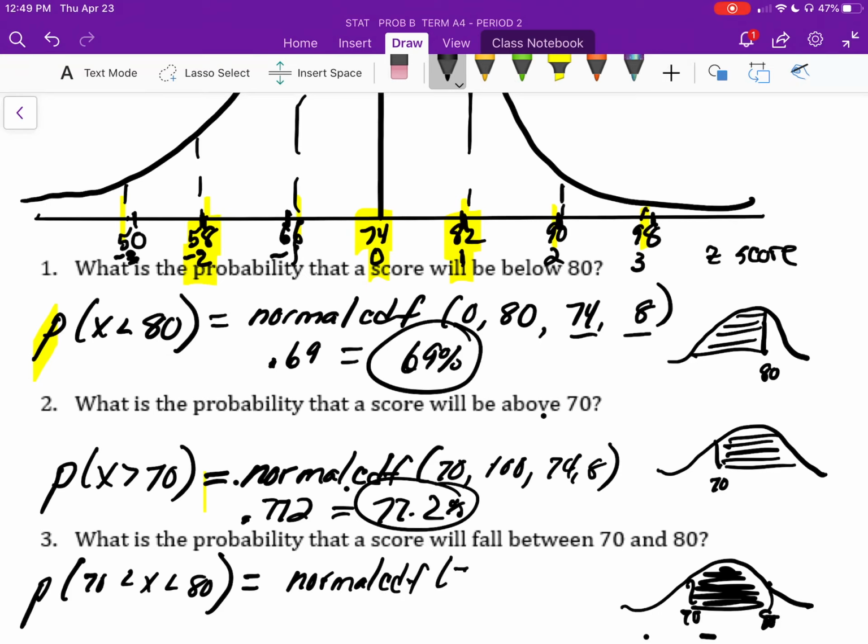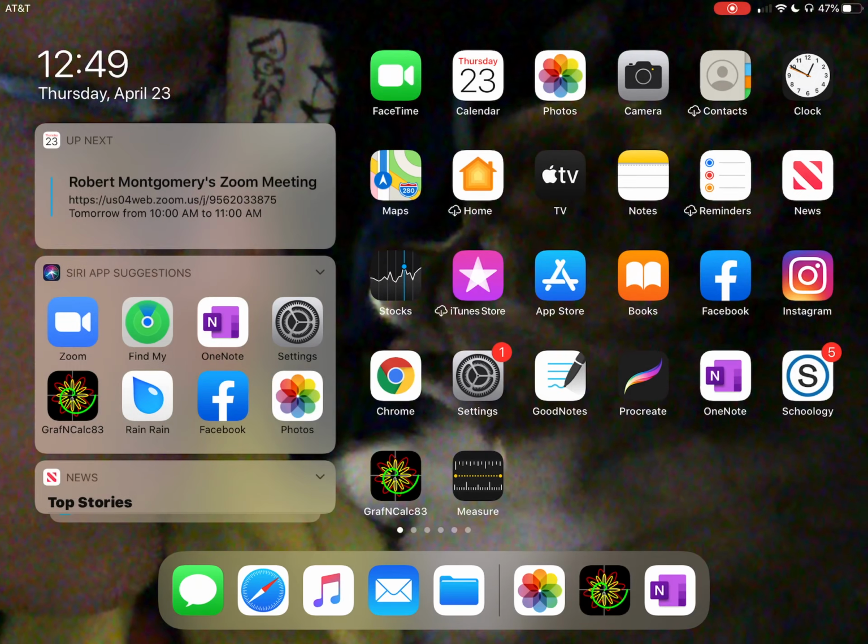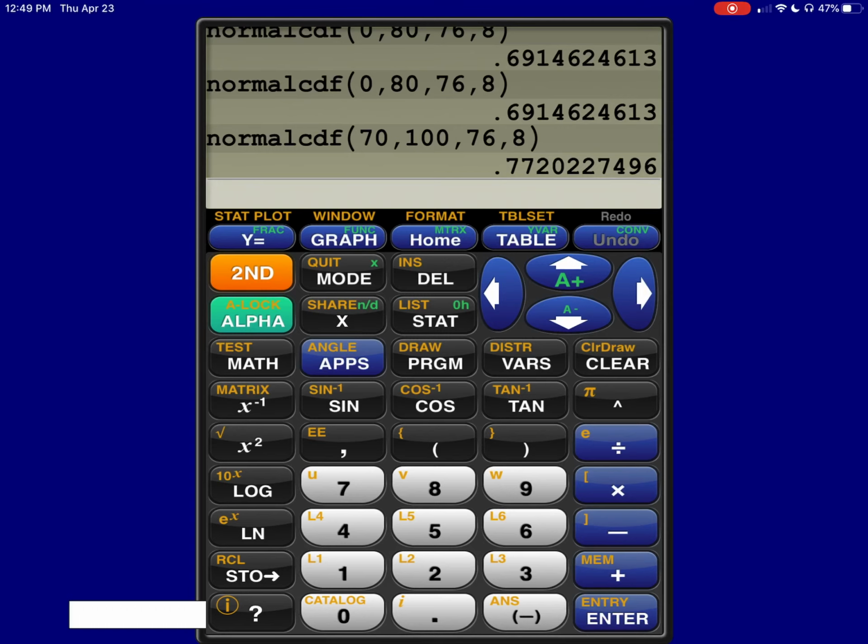We want to start at 70 and go all the way up to 80. And the mean is 74 and the standard deviation is 8. So this is a video, so you're going to be able to go back and stop it if you need to.